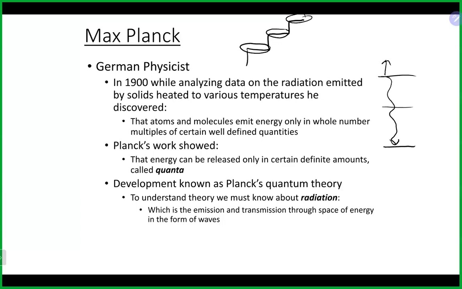One of the earliest developments in Planck's quantum theory was the idea of radiation. And radiation is really the emission and transmission of energy in space in the form of waves. So as somebody is gaining energy, as somebody is losing energy, it is being given off in the form of a wave through space. So a wave basically transferring that energy through space.